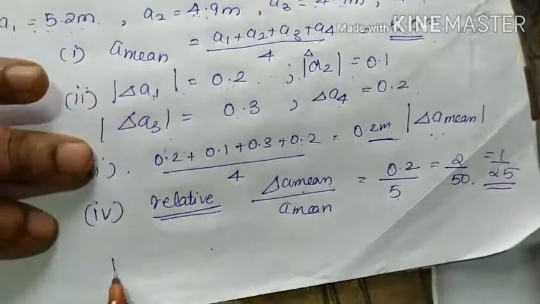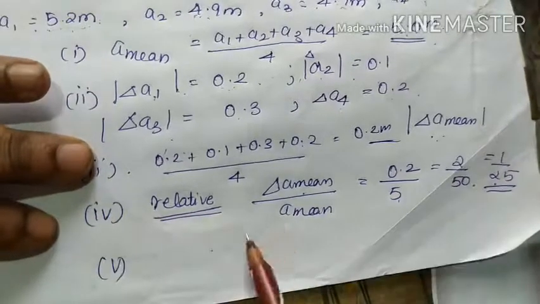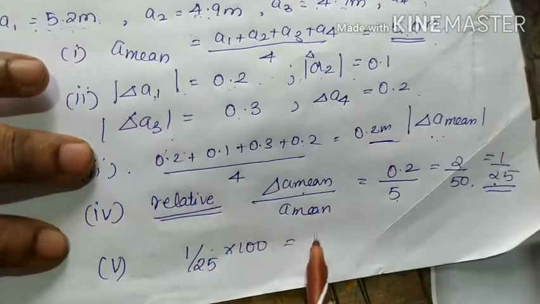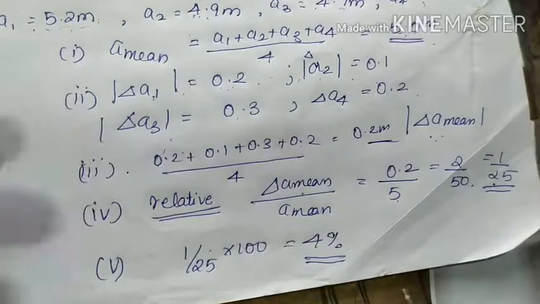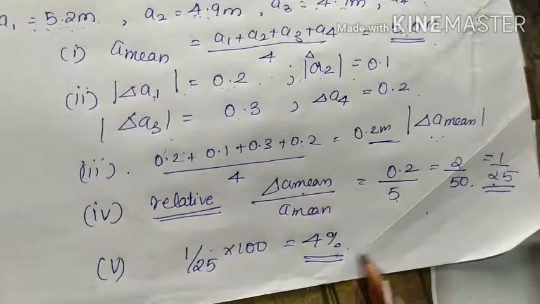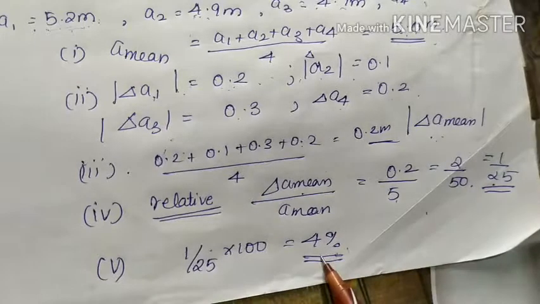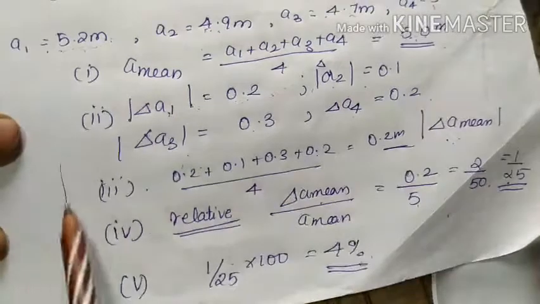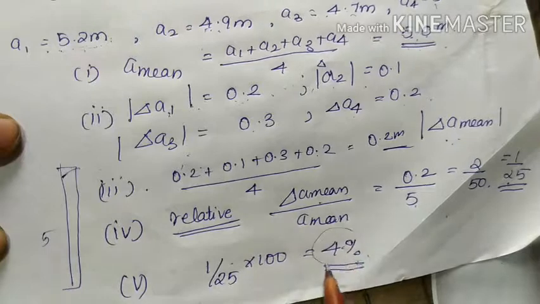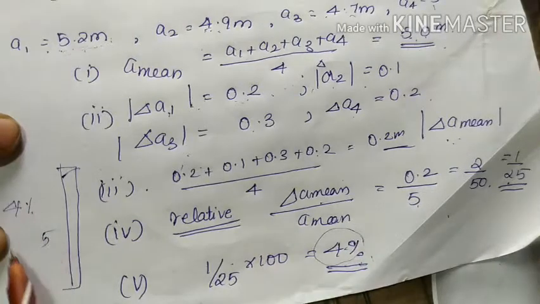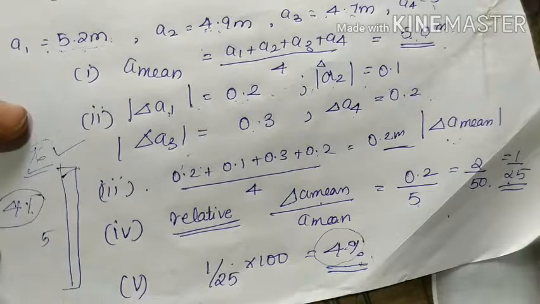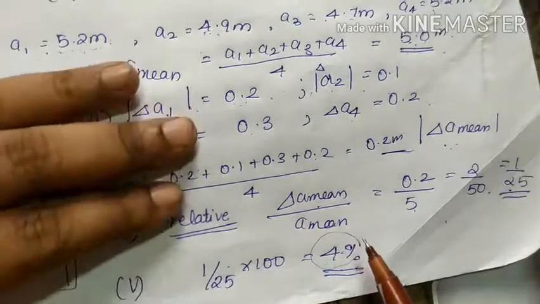That is your relative error. Converting this relative error into percentage, you just have to multiply 1 by 25 into 100. So it is 4%. That is known as percentage error. That is the percentage value of the error when compared to the true value. That means when you measured this cloth whose actual length was 5 meter, you made an error of around 4%. 96% of the calculation was correct, but a 4% error occurred. I hope you understood with an example.